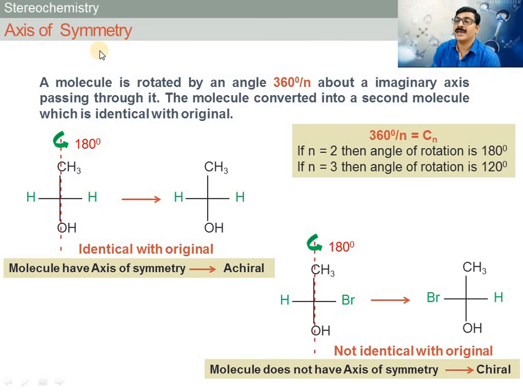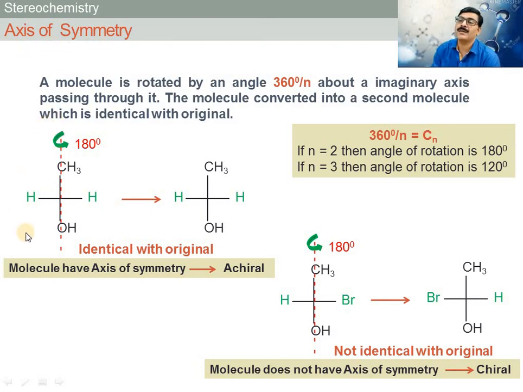symmetry. Means if you rotate the molecule with 180 degree or 120 degree with an imaginary axis passing through it, a new molecule is obtained, and this new molecule is identical or similar with the original, then such type of molecule contains axis of symmetry.